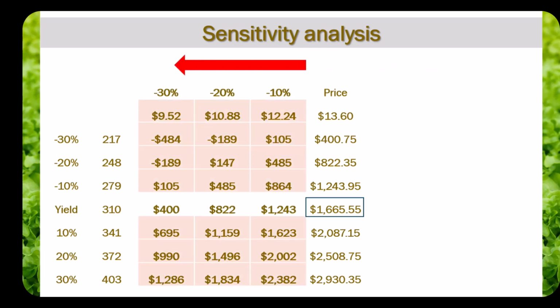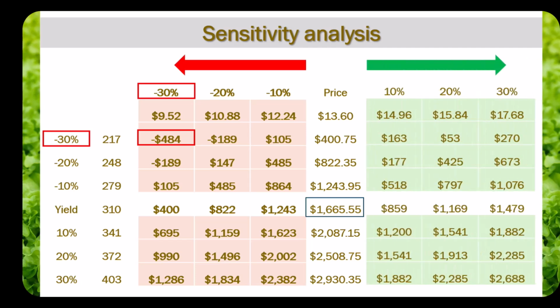In a pessimistic scenario where both price and yield drop by 30%, the farm will lose $485. On the other hand, in an optimistic scenario where price and yield go up by 30%, this farm's net profit jumps to around $2,700. This shows how even a small change in price or yield can make a big difference to your bottom line. So it's important to know these numbers and how they affect your farm profitability.